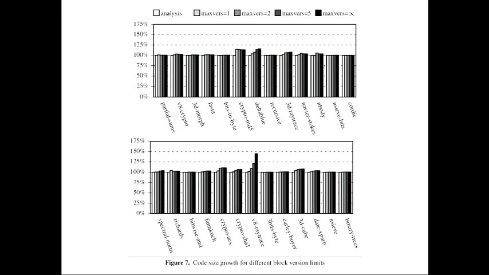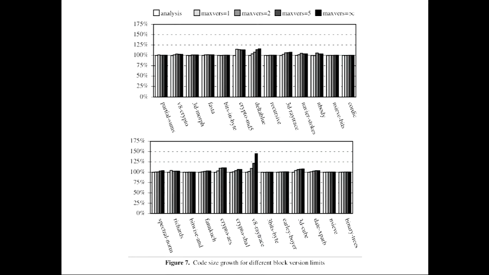So this is the result for the code size increase for different block version limits. And as you can see, there isn't that much code size increase in practice. Even with no basic block version limit, the worst case that we have on those 26 benchmarks is less than 50% code size increase. And on average, the code size increases by only 4%. Now, what's especially interesting is that this is with lazy incremental compilation.